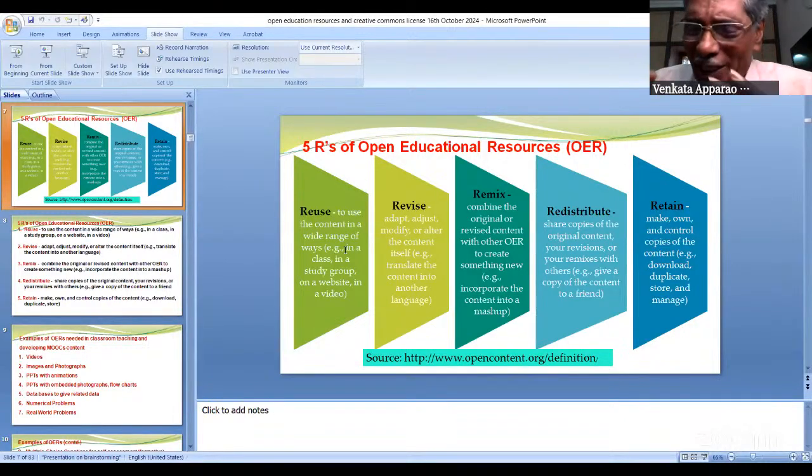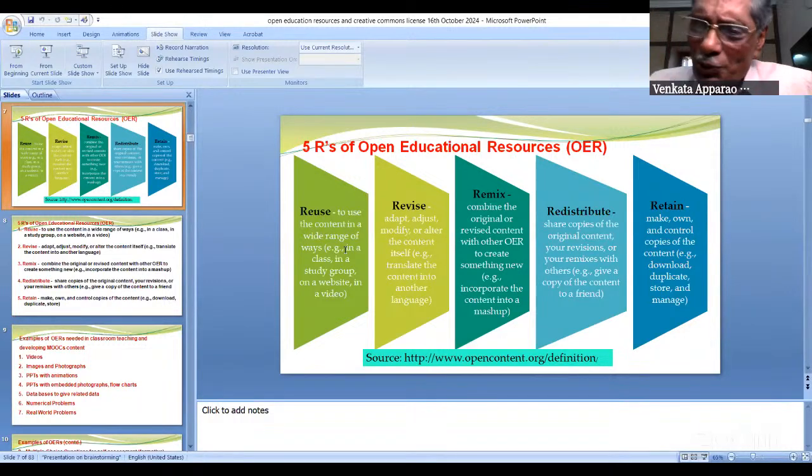Then you remix. You can remix the content of 2 or 3 videos and create a new video. Remix and use it. Right? You can remix the content of different articles and create a new article. Simply give acknowledgement. You can modify slightly an image here and there, and then make use of that image in your classroom. Remix.